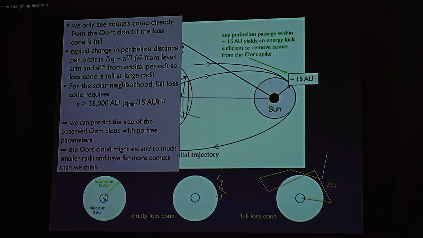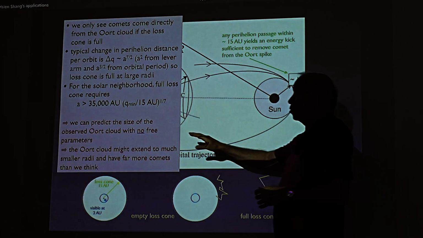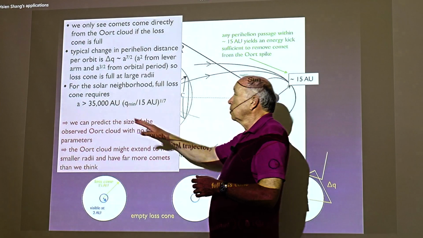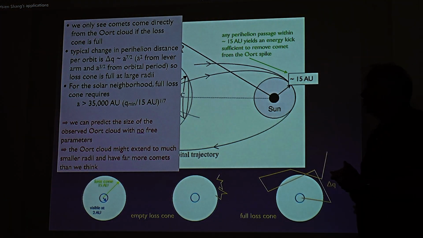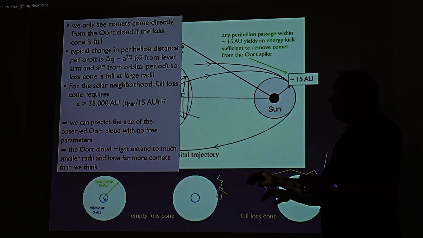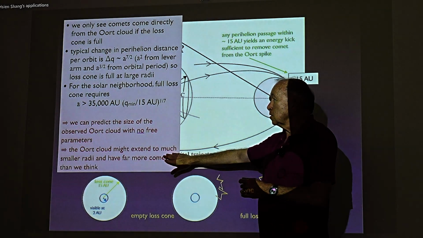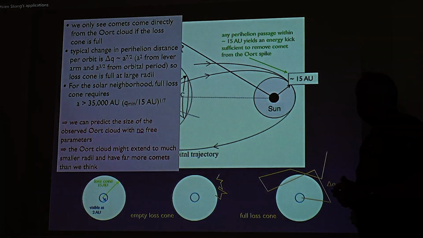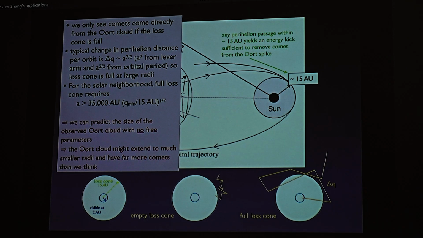It also says that the size of the Oort cloud that we see is determined by the condition that the lost cone is full, and so the Oort cloud might and probably does extend to much smaller radii and have more comets than we think that it does.